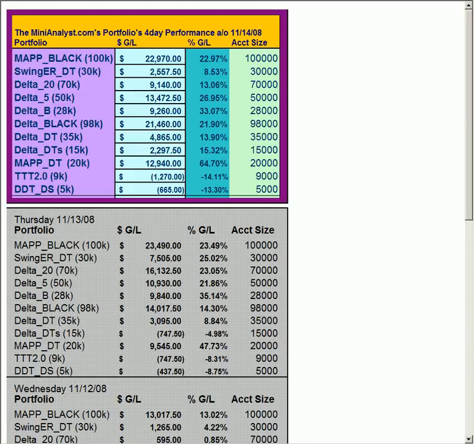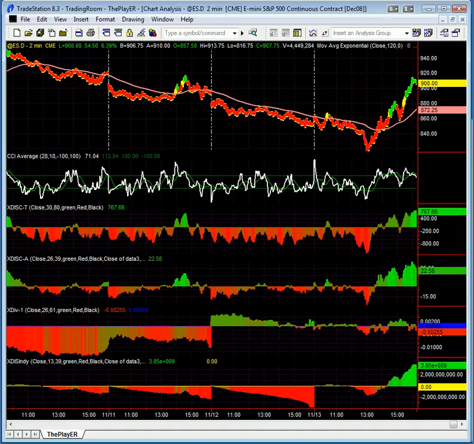First thing we're looking at is a chart of the market. This is the E-mini S&P 500 futures contract. Last close on Thursday, November 13th at 9:08, after a meteoric rise from a retest of the lows and actually undercutting the lows a little bit.